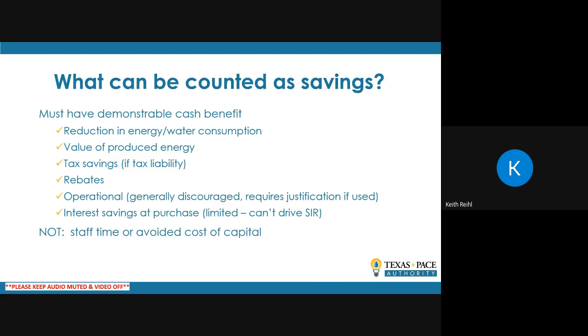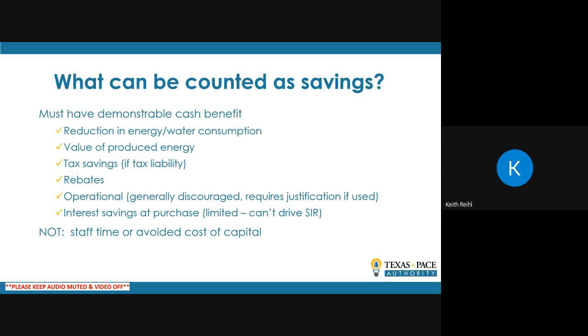Interest savings at purchase is limited, and it can't really drive the savings to investment ratio. But it can help, you know, as far as the purchase. So any savings on interest. So if you were able to borrow the money and you couldn't get as good of an interest rate, you would be saving on interest.